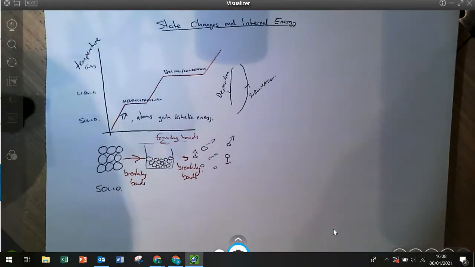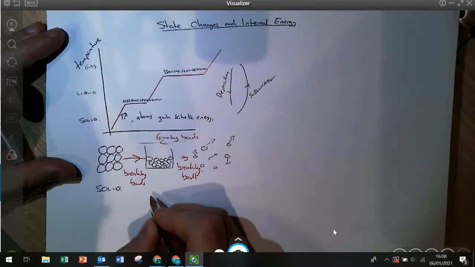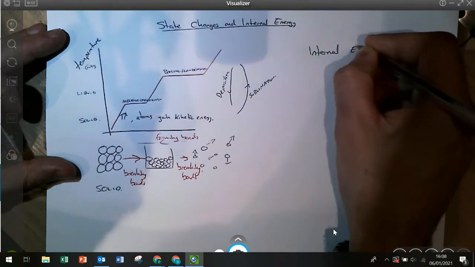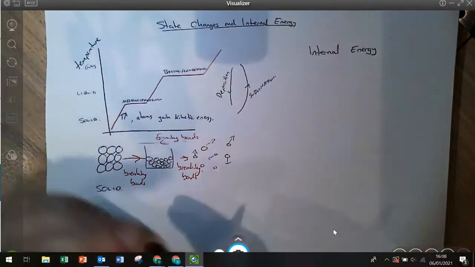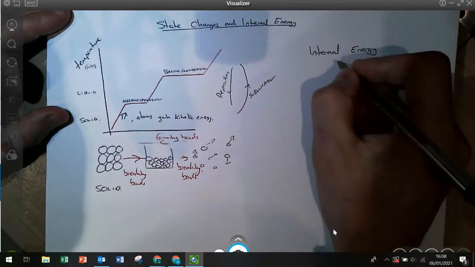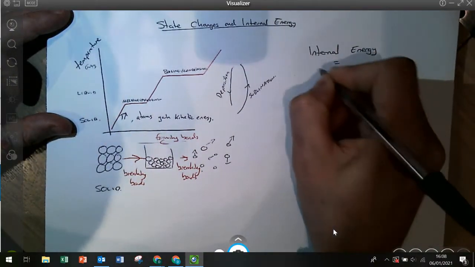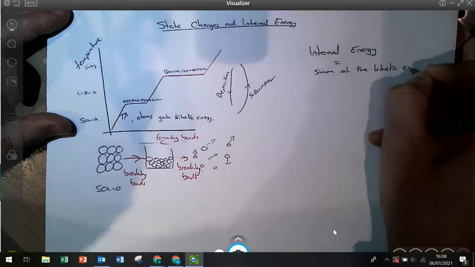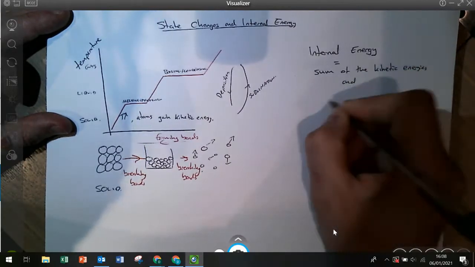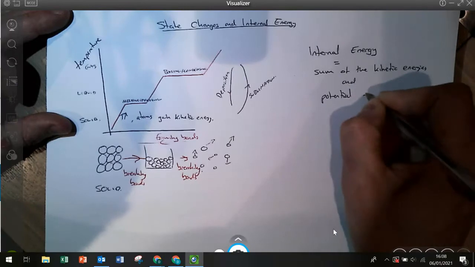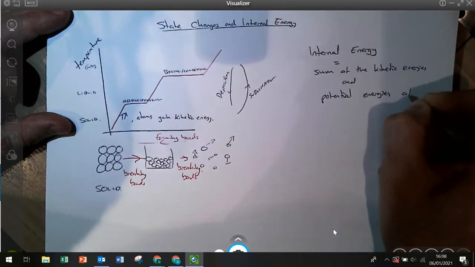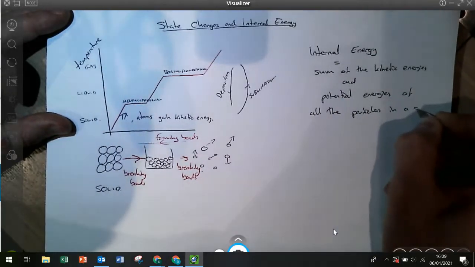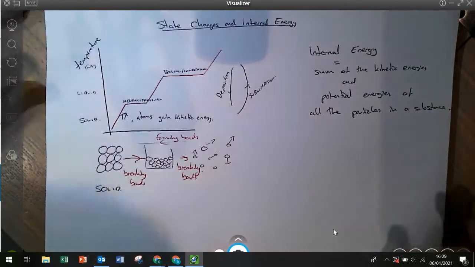So this leads us nicely to the definition of internal energy, which is a really simple concept, but a lot of students think it's harder than it actually is. So internal energy is defined as the sum of the kinetic energies and potential energies of the particles, or all the particles, in a substance. So this is really simple, really.